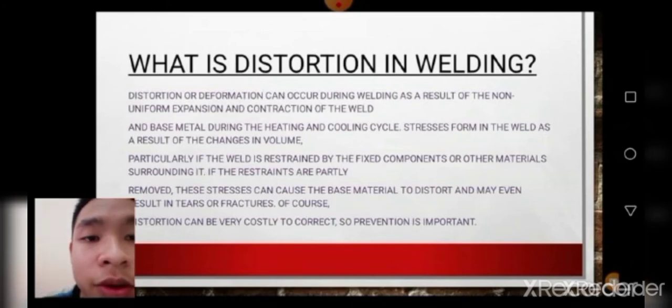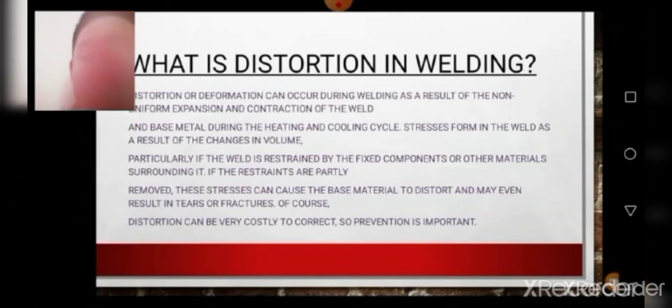Particularly when the weld is restricted by the fixed components or the other materials supporting it. If the restraints are partly removed, the stress can cause the base material to distort and may even result in cracks or failure of components. Distortion can be very costly to correct, so prevention is important.